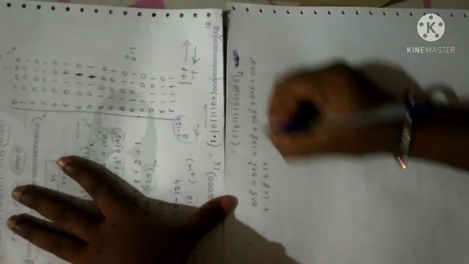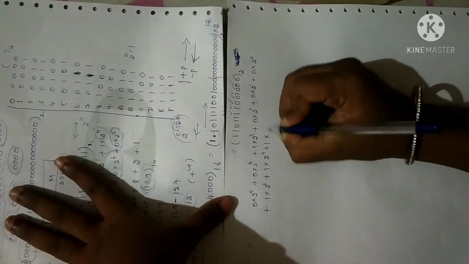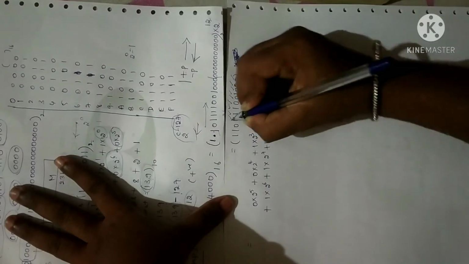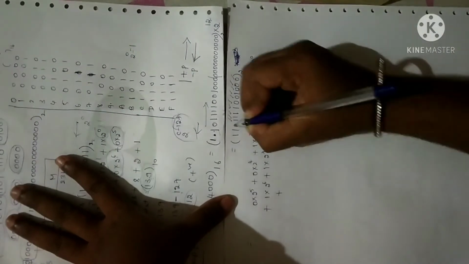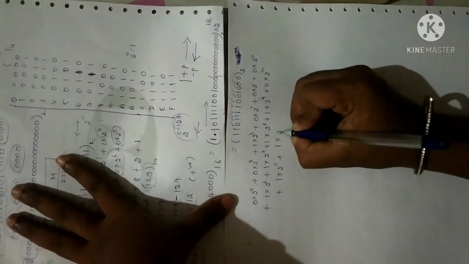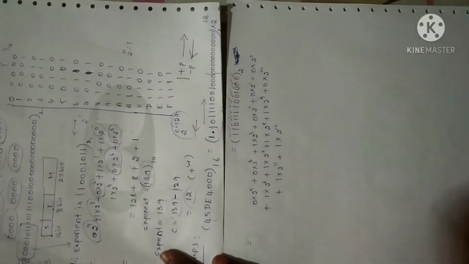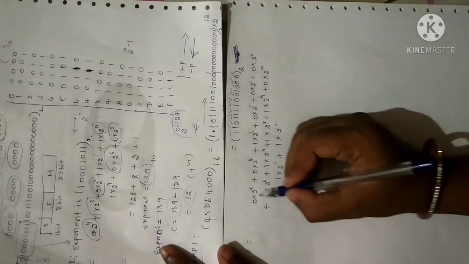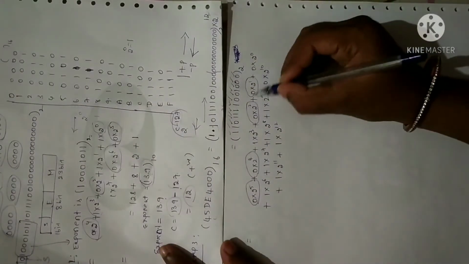Plus 1 into 2 power of 7. Plus 1 into 2 power of 8. Plus 1 into 2 power of 9. Plus 0 into 2 power of 10. Plus 1 into 2 power of 11. Plus 1 into 2 power of 12. So I have completed for all. Anyhow, when you multiply 0 with any power, the solution will again be 0. So I am not going to calculate all these things, because you have 0 multiplied with it.